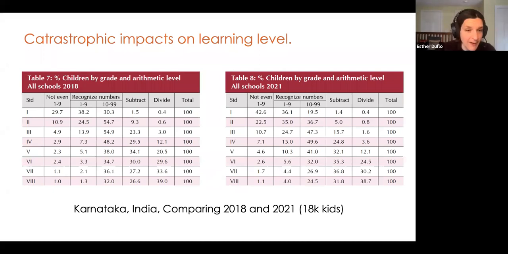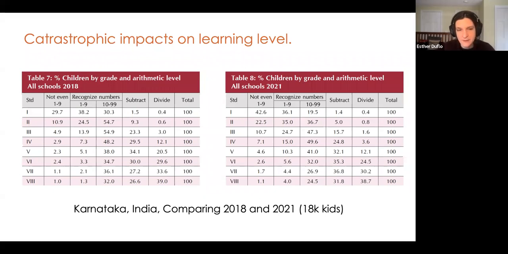But for example, for math, 70% of kids in standard one were able to recognize at least numbers going from 1 to 9, including 30% who were able to recognize the larger numbers. And then by the time they are reaching standard 4, for example, 12% could divide, 29% could subtract, and 48% could recognize double-digit numbers.